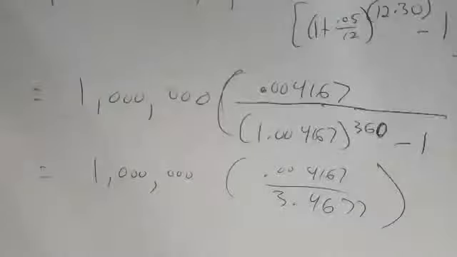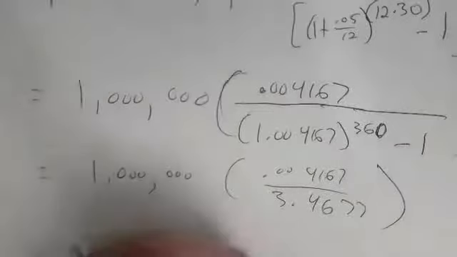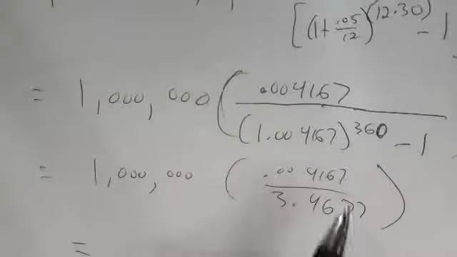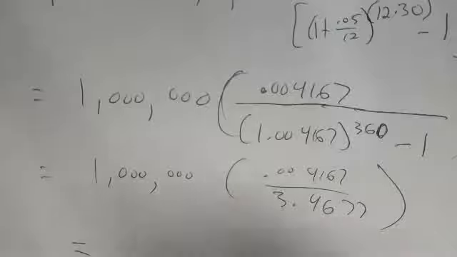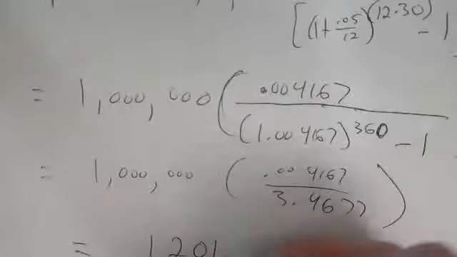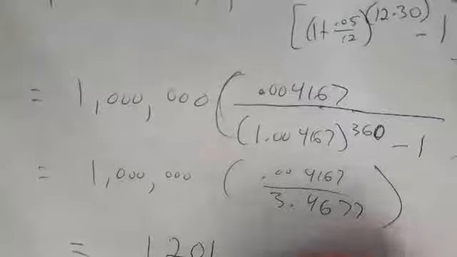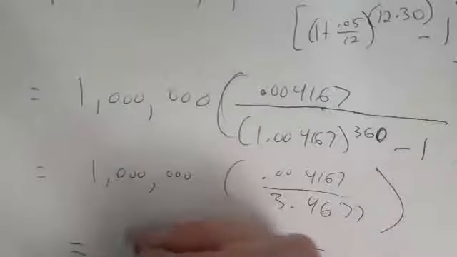On the bottom, I should be getting something like 34.677. When I do 0.004167 over that number, and then multiply that by 1 million, 1, 2, 3, 4, 5, 6. Woo. So I have to divide these and multiply by 1 million. This should be giving me somewhere in the ballpark of 1201.54, and I'm going to round that up to 55.